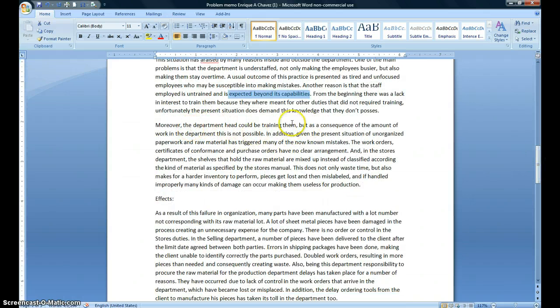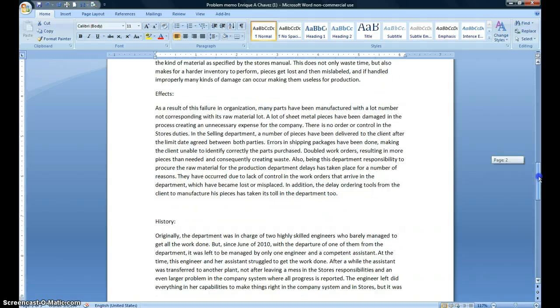And third, the department head could be training them, but there's too much work in the department, and there are many mistakes, and that makes the work order not organized well. Okay. So he does a good job with causes, the effects.